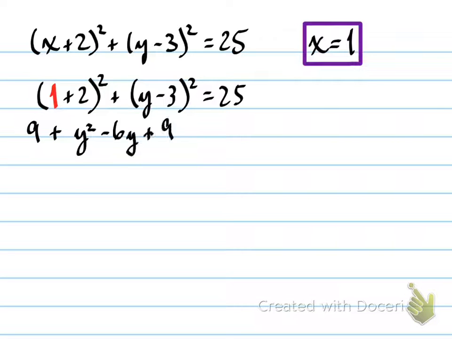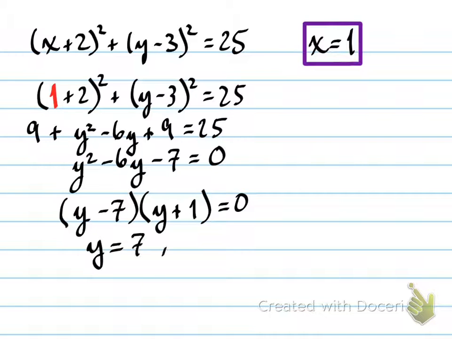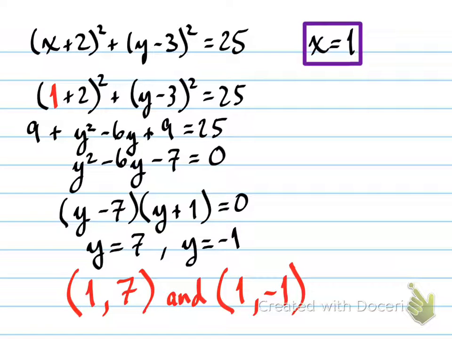So we can expand out that other binomial there and simplify things down to a nice little quadratic in standard form. And hallelujah, it's factorable. All right, so we're going to get some nice integer values for y. And we know that x equals 1. And now we know that y equals 7 and y equals negative 1, which means that those two coordinate pairs, (1, 7) and (1, −1), are the solutions to the equation.